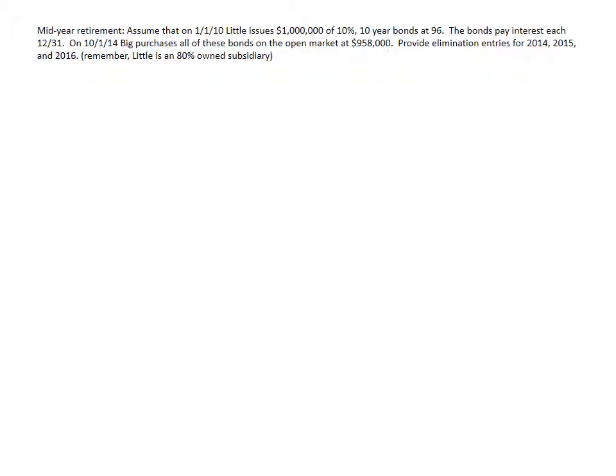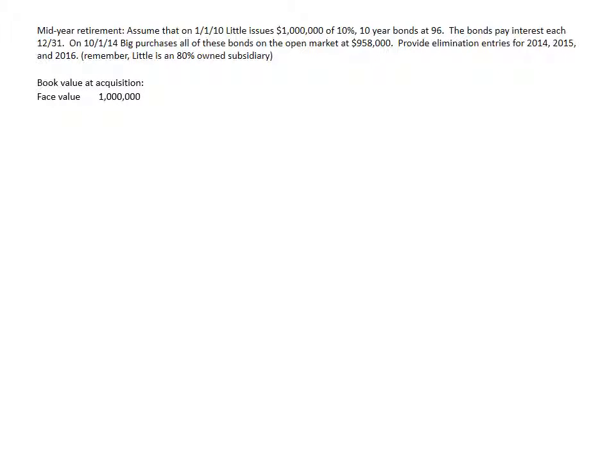And again, we need to do the elimination entries for 2014, 2015, and 2016. And remember, from the very beginning of this example sheet, Little is an 80% owned subsidiary. And that's going to be important here because, again, Little was the bond issuer, so this is going to be viewed as an upstream transaction.